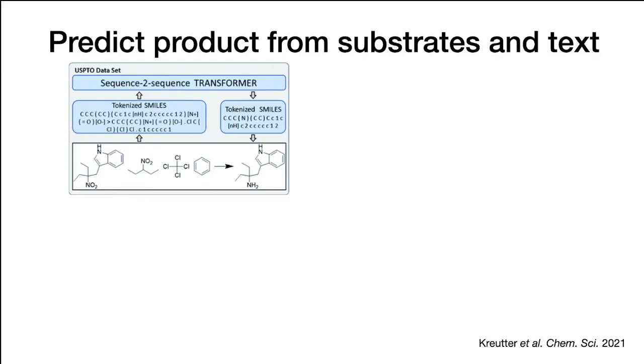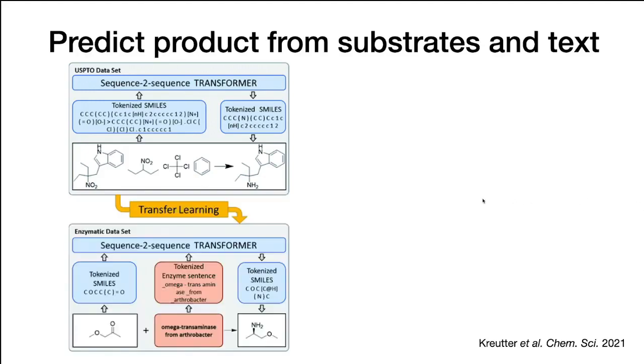Another one I find interesting, and this one combines chemistry and text, but it doesn't actually use sequence information. So the paper by Krutter and co-authors, and they take the U.S. Patent Office chemistry data set, and they tokenize the SMILES strings, and they put it through a transformer, and here they pre-train by putting in the reactants and predicting the products, all as tokenized SMILES strings.